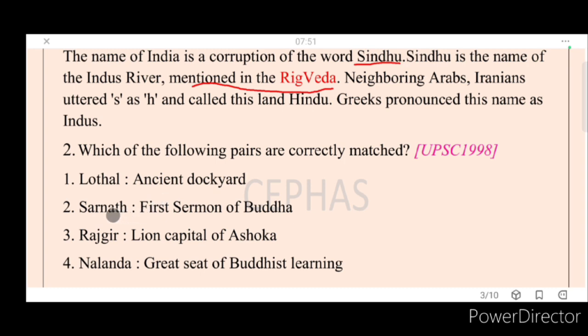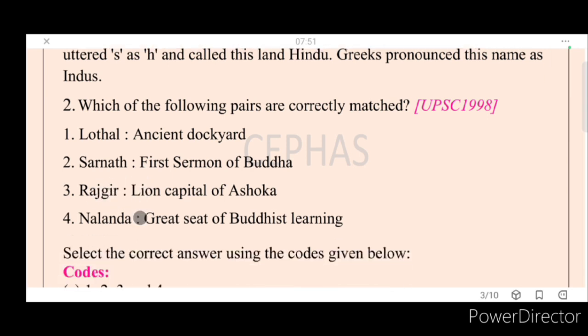Okay. Sarnath, the first sermon of Buddha, we didn't discuss about it. Rajgir, lion capital of Ashoka, we didn't discuss about it. Nalanda, great seat of Buddhist learning, we didn't discuss about it. But if you see this one, the lion capital of Ashoka is not in Rajgir. Rajgir is the place of Buddhist pilgrimage. Okay, so we can easily eliminate the third option. Okay, let's see which doesn't contain the third option.